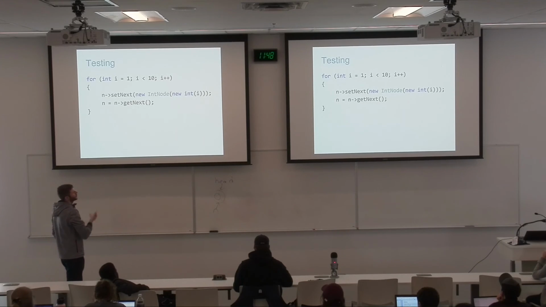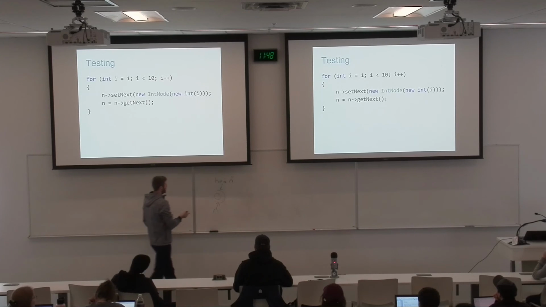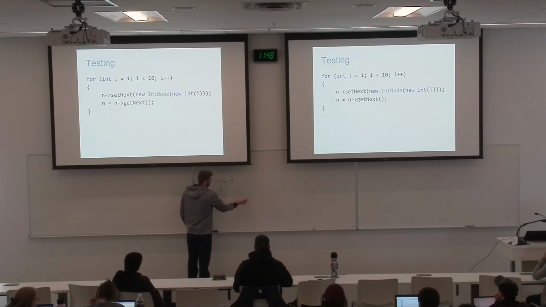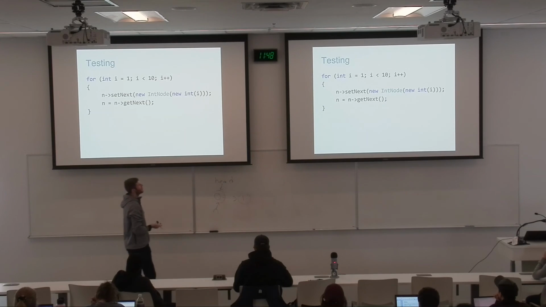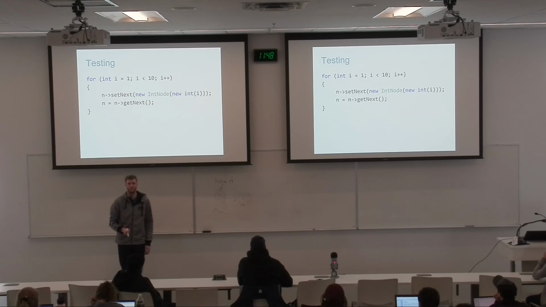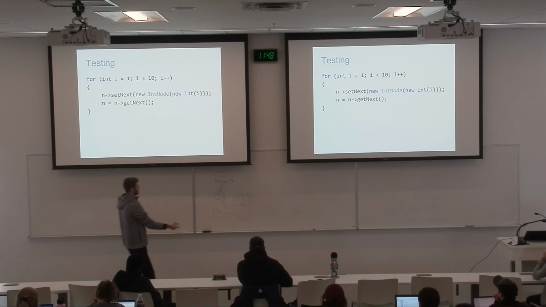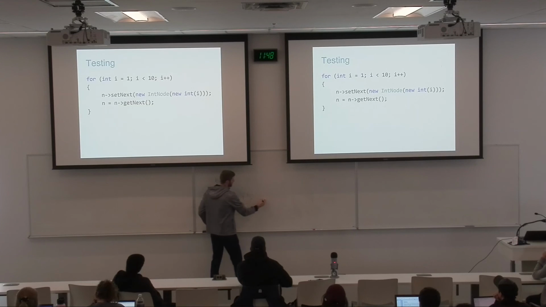And set next to a new node with the integer i in it. Okay, so your next is going to be set to a new node with the integer of what i is. Well, that's 1. And then n equals n get next. So now n points there. Great. i plus plus. Now i is 2. What's n? Oh, it's a pointer to this one. Set its next to a new node with the number 2 in it, and then update n.